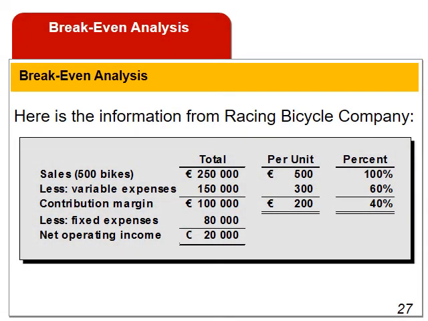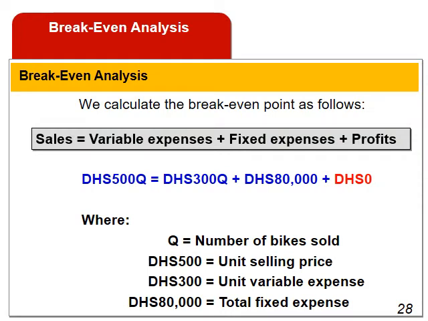Here is some information provided by Racing Bicycle that we will use to solve some problems. We have the contribution margin income statement, the selling price and variable expenses per unit, and the contribution margin ratio. The break-even point in units is determined by creating the equation as shown, where Q is the number of bikes sold, 500 dirhams is the unit selling price, 300 dirhams is the unit variable expense, and 80,000 dirhams is the total fixed expense. We need to solve for Q.